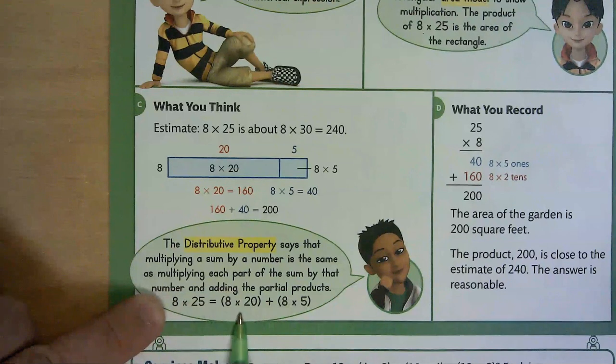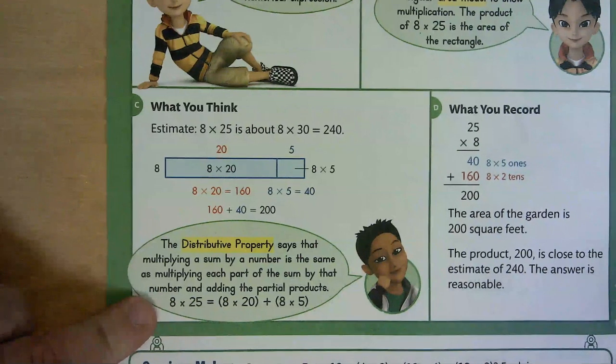These are equal. And whenever you see something written out like this, where we've got some on this side and some on this side with that equal sign, it means they're the same. So here we've got 8 times 25. Here we have 8 times 20 plus 8 times 5. That's what our distributive property says, that we can use our different numbers to still be able to multiply together.